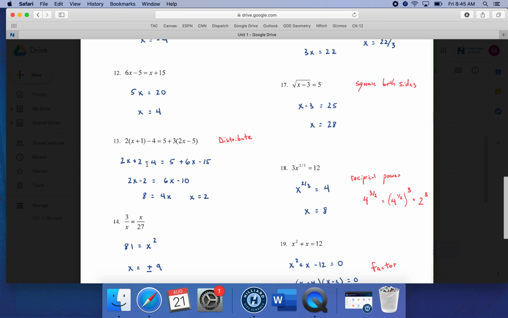I'm going to add 10 to this side. And again, 6x minus 2x is 4x. Adding 10 to negative 2 is going to give me 8. And then I'm going to divide by 4 and get 2.